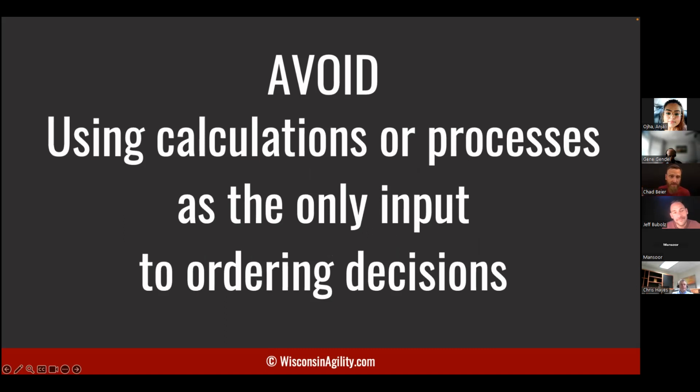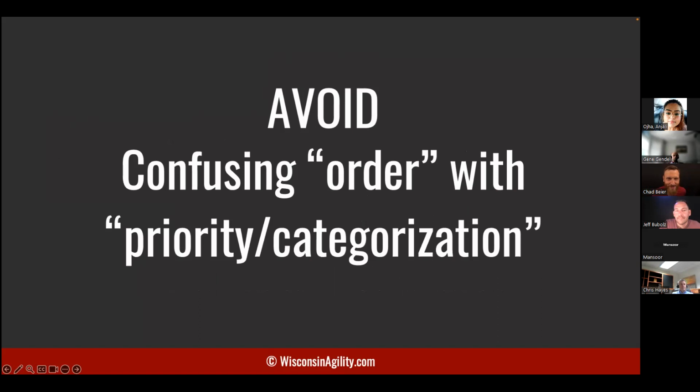It could be that you're still in a project mindset in your organization and you're taking requirements documents and just putting them into a backlog. Whatever the reason, there's a huge opportunity. Okay, so next, avoid using calculations or processes as the only input to ordering decisions. The only caution here is if you're using something like WSJF or some other multiple weighted factors, some numeric calculation, just don't trust that that's the final order of your backlog. Use your brain as a product owner to make those final ordering decisions. Pretty straightforward advice, but maybe worth mentioning.